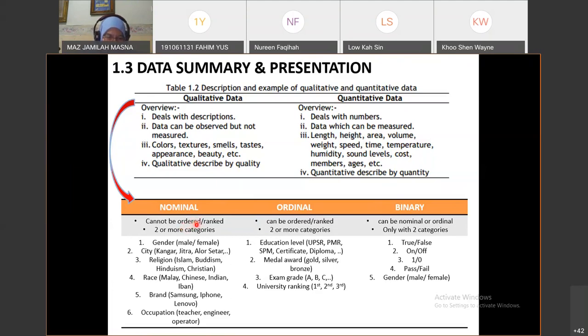Means that you have the value, you have what we call the quality value or quality observation, but we cannot order or rank the value, the data. Okay, usually you will have two or more categories. At least you must have two categories, but more than two, okay. Okay, what are the examples of nominal data? We may have gender, male or female. We may have city, Kangar, Jitra, Alor Setar, etc. We may have religion, ethnicity or race, or different brands for a gadget or smartphone, or occupation.